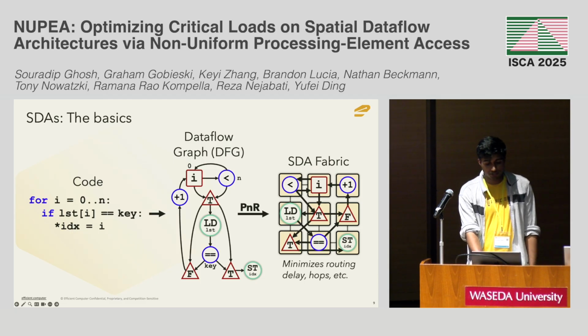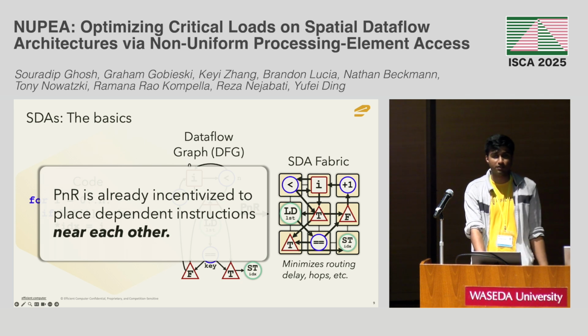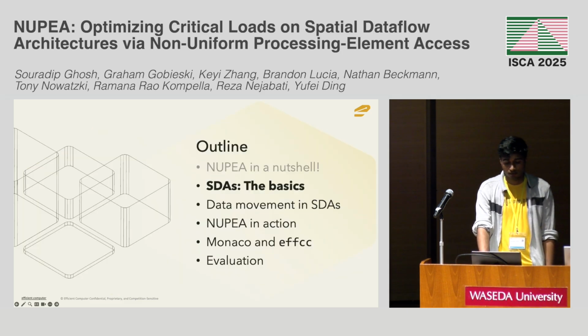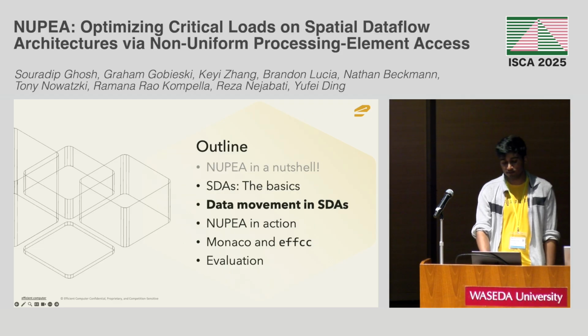During this phase, PNR tries to minimize the routing delay, number of hops, or some other objective function. That's an important takeaway here. PNR is already incentivized to place dependent instructions near each other and localize communication. This is an important piece to keep in mind as we think about localizing communication in memory later.